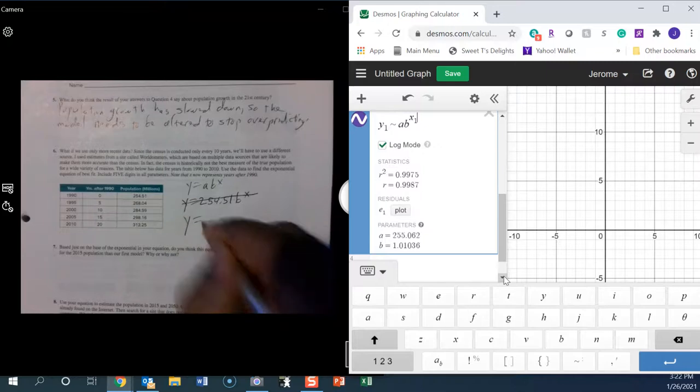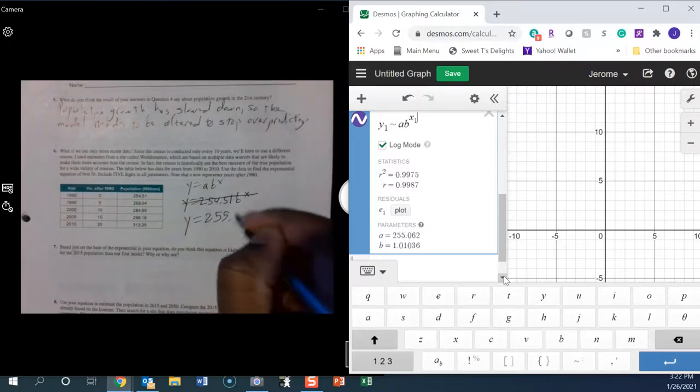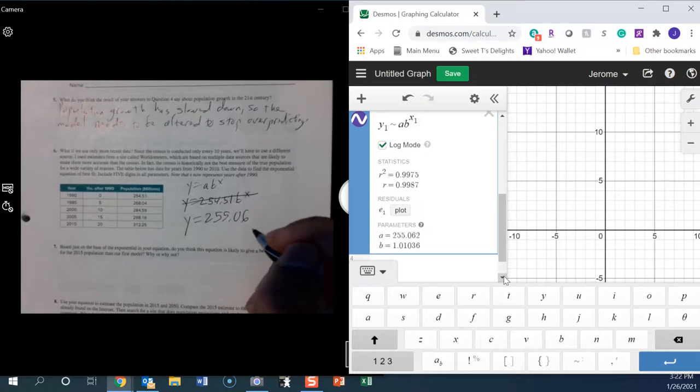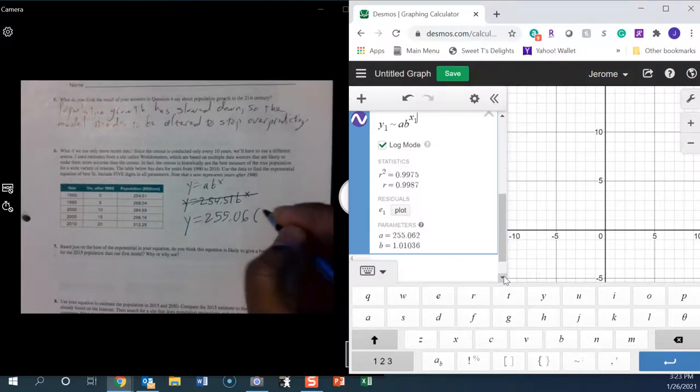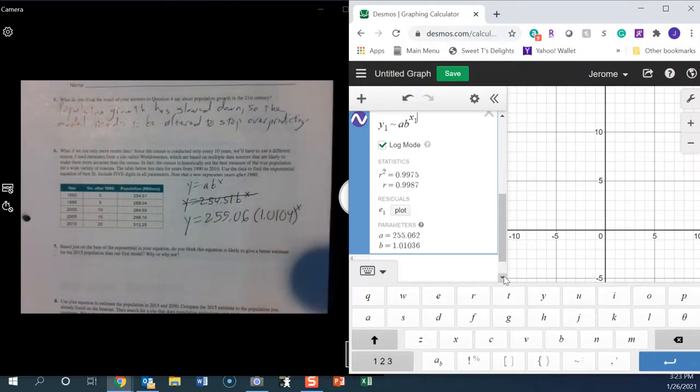So it'll be y is equal to 255.06. They told us to have 5 digits in our answer, so we have 5 digits, times 1.0104, and we would take that to the x power. This would be our new equation. Yes, I did click on log mode. Yes, you have to click on log mode when you're doing exponential regression on Desmos. If you don't click on it, the answer that they give you will be incorrect.